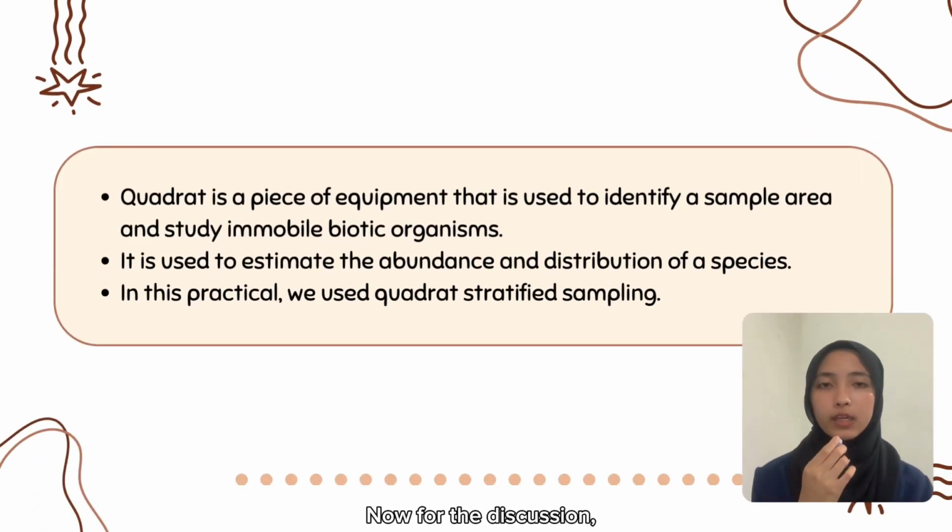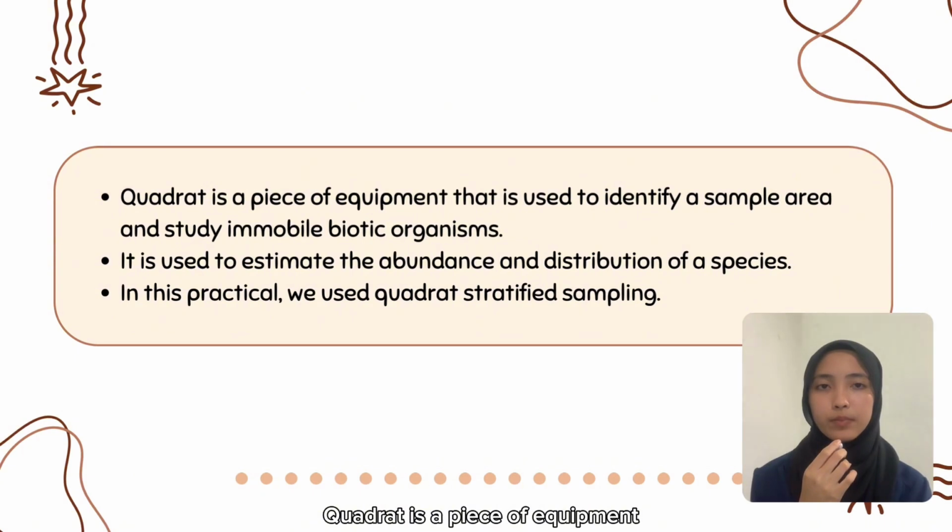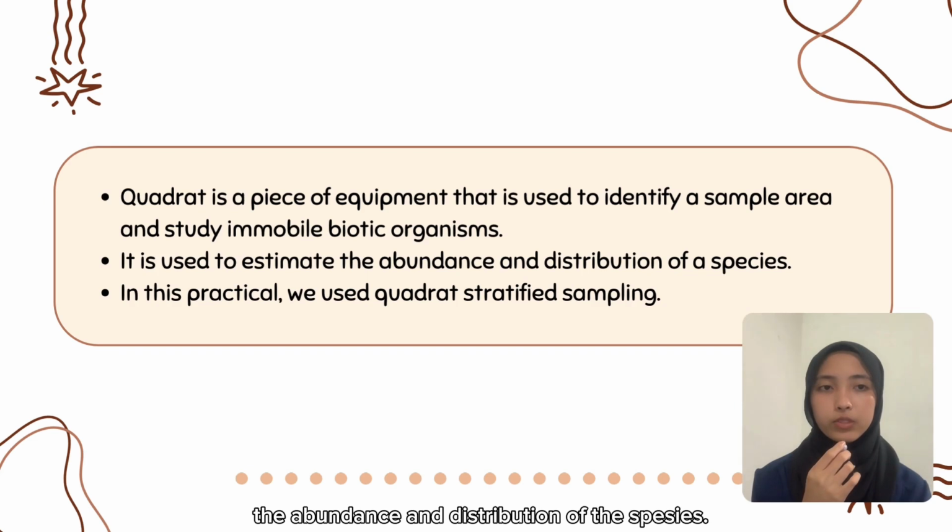Now for the discussion. Quadrat is a piece of equipment that is used to identify a sample area and study immobile biotic organisms. It is used to estimate the abundance and distribution of a species. In this practical, we use quadrat stratified sampling.